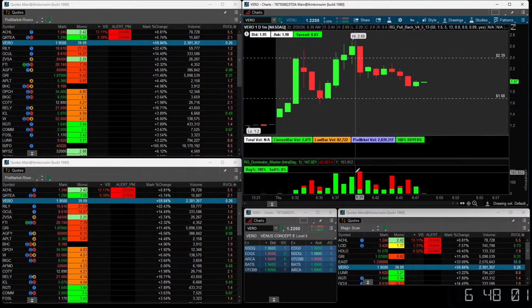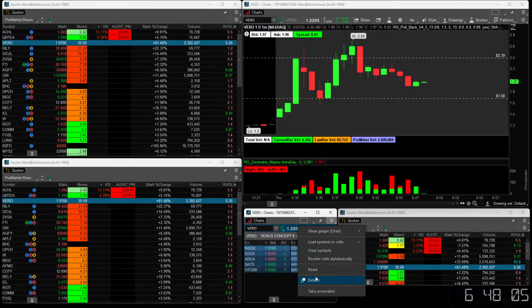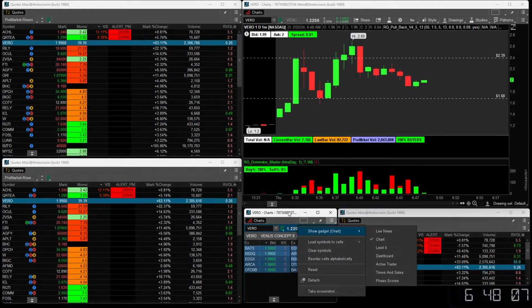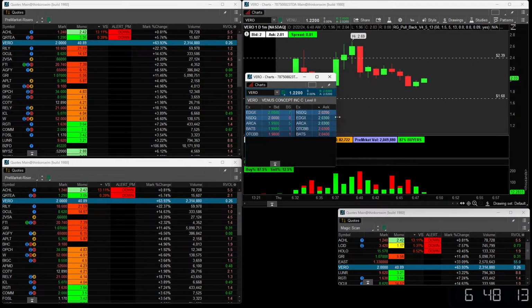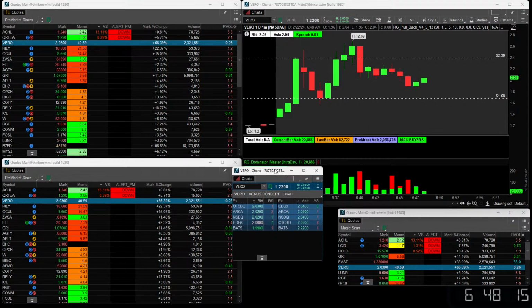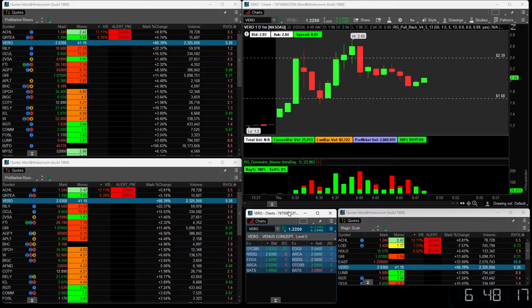I can show you right now, when you get into your level 2, you click this here and you detach it. It's going to pop up a window, and you can adjust the size of this window just by touching the edges and then drag it where you need it. Very simple.